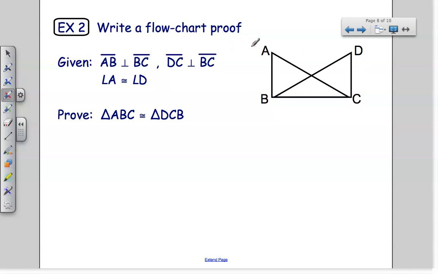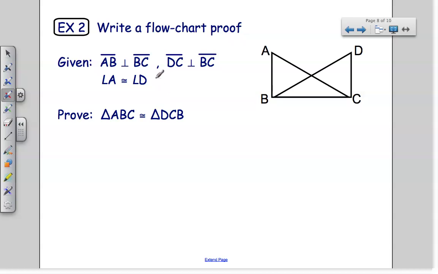Alright, so I'm going to write a flowchart proof here. I'm given that AB and BC are, remember the symbol, perpendicular. AB and BC are perpendicular. I'm given that DC and BC are also perpendicular. And finally, I'm given that angle A is congruent to angle D.